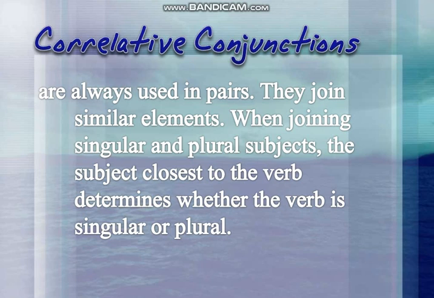Then we have correlative conjunctions. They are always used in pairs. Correlative conjunctions, as the name shows, co means two. So it always consists of two conjunctions. They are always used in pairs, like both of them are used in a sentence. They also join similar elements, but the main difference between coordinating and correlative conjunctions is that they appear in pairs, while coordinating conjunctions are just single conjunctions.